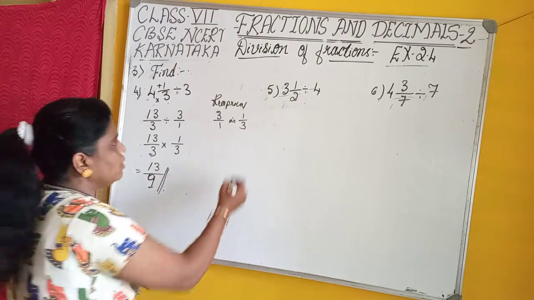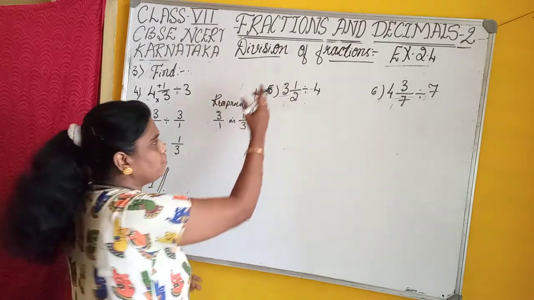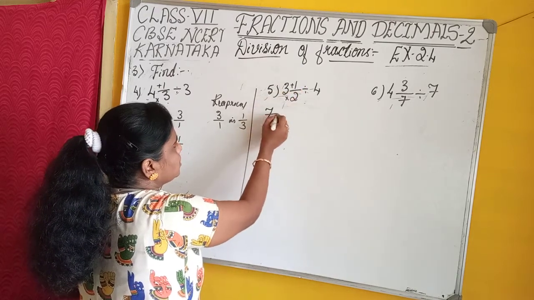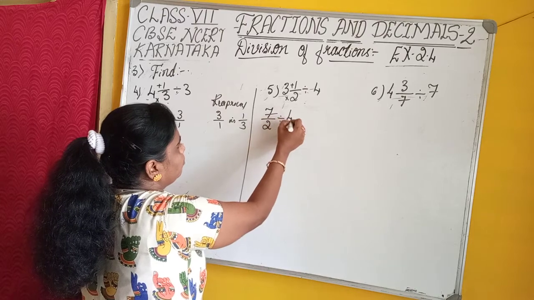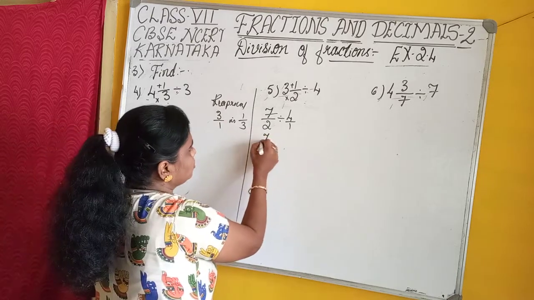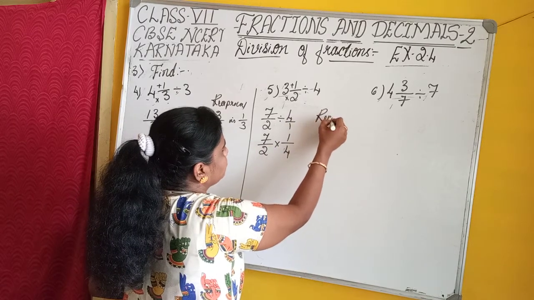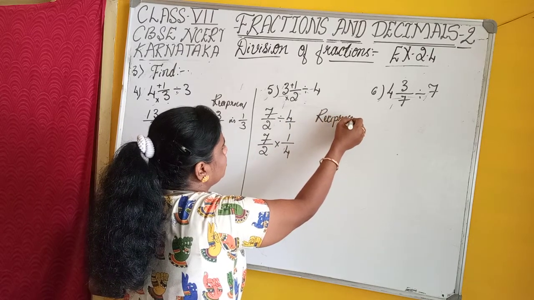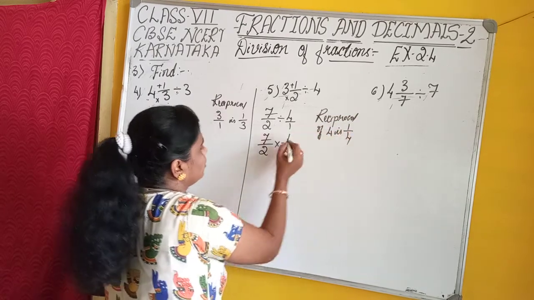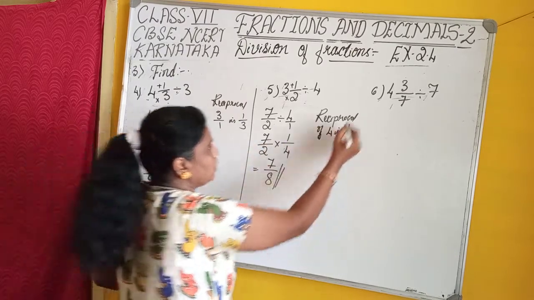Okay, students. Next, 3 1 by 2. This is a mixed fraction, so first convert it into an improper fraction. 3 2s are 6, 6 plus 1 is 7 by 2, divided by 4 by 1. That is equal to 7 by 2 into 1 by 4. The reciprocal of 4 is 1 by 4. Therefore, that is equal to 7 by 8. 7 ones are 7, 2 fours are 8.